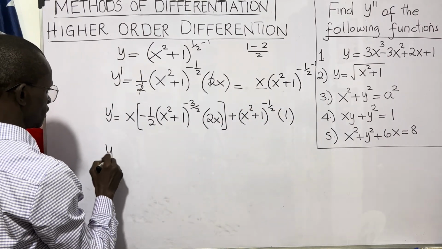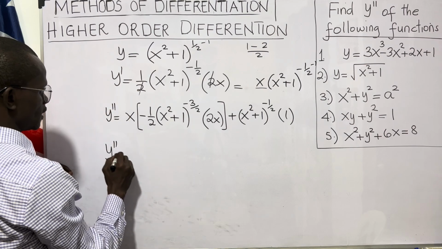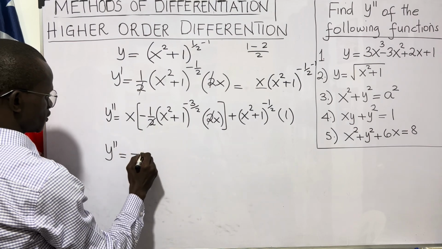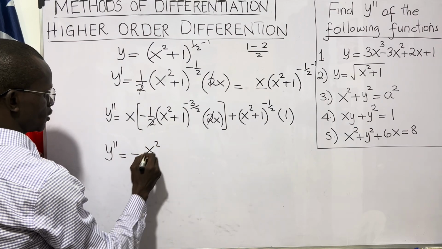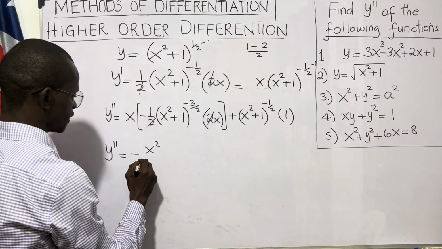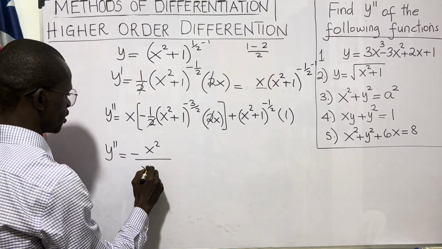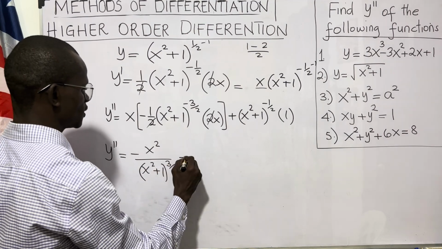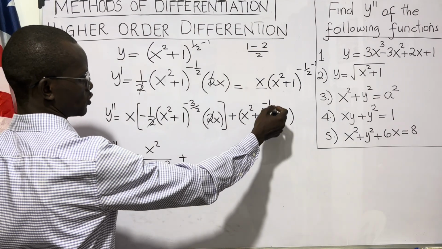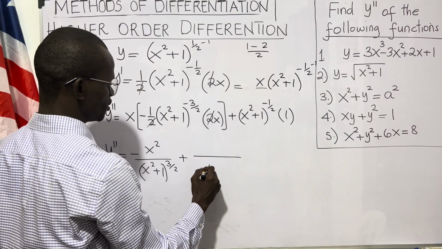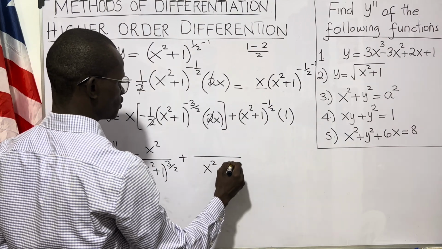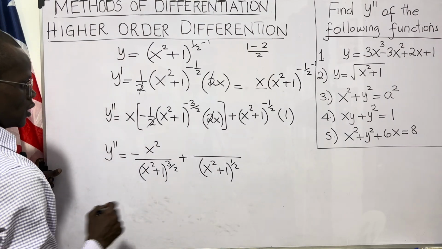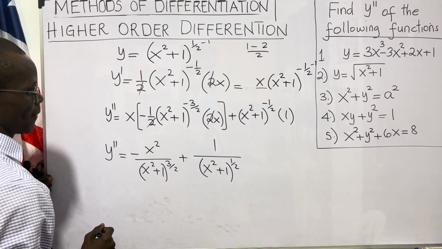So now, okay, this second derivative, I can just simplify this 2, cancel this 2. x times x gives us minus x squared. This power is negative. I can send it down in the denominator. It becomes x squared plus 1 raised to the power 3/2. Plus, now this is also negative. I can send it down in the denominator, x squared plus 1 raised to the power positive 1/2. And then this is 1 in the numerator.